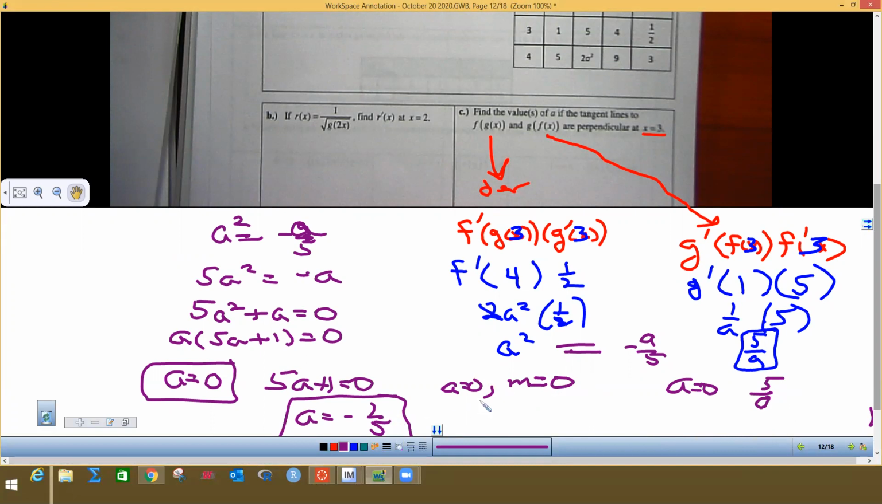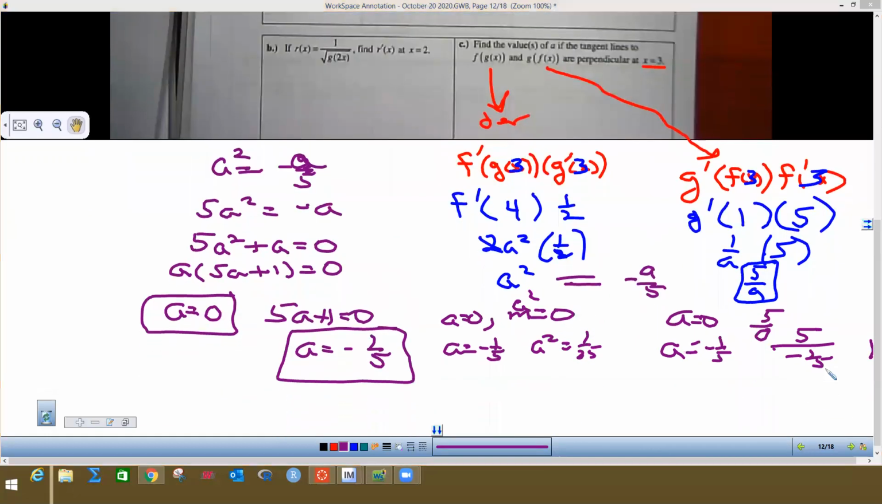If I take negative 1/5 and square it, then I think a squared, maybe I should have put a squared up here. A squared is going to be 1/25, isn't it? And if I come over here, if a is negative 1/5 here, and I plug that in, I believe that this is 5 over negative 1/5. And if I flip that negative 1/5 upside down, I believe that's going to be negative 25. Are those opposite reciprocals? Heck yeah, we are in business.